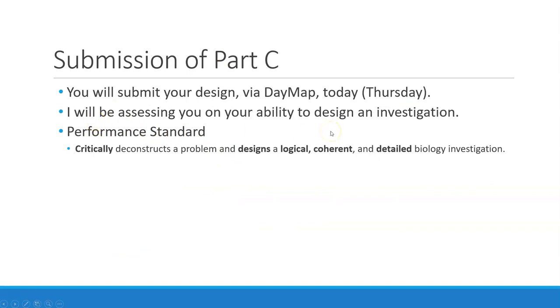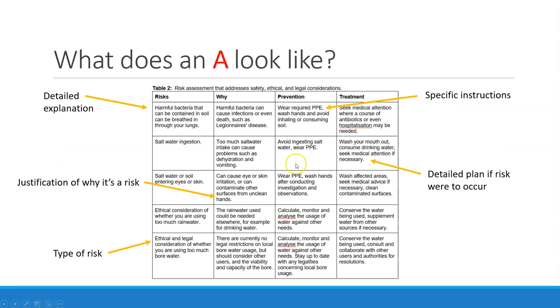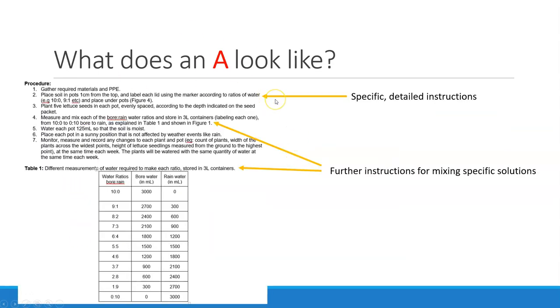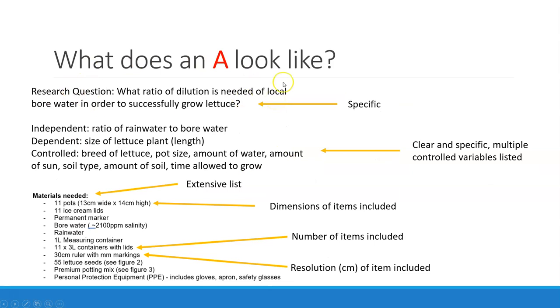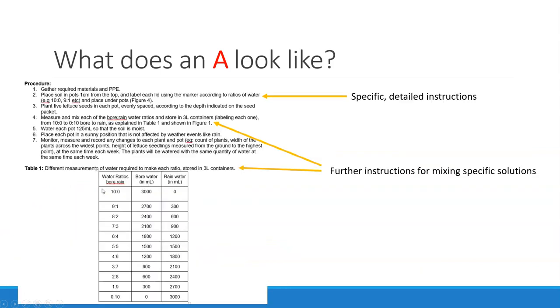I will be assessing you on your ability to design an investigation, okay? So I will be looking to see, have you included all of these different aspects? Do you have a specific hypothesis? Have you identified all your different variables? Do you have all the materials needed, and are they specific? Do they have dimensions? The number? Your procedure, can I follow it? Is it ambiguous? Have you got further instructions? I should be able to pick this up, not needing any prior knowledge about your investigation, and should be able to do it just like you did.